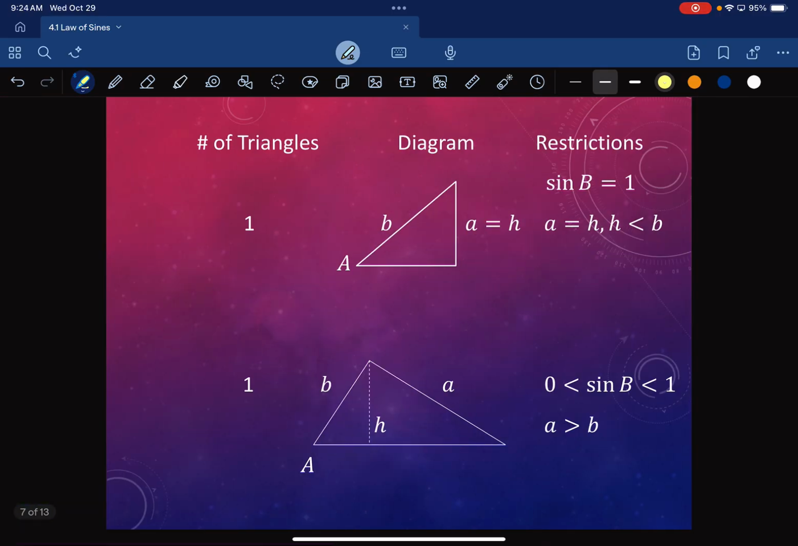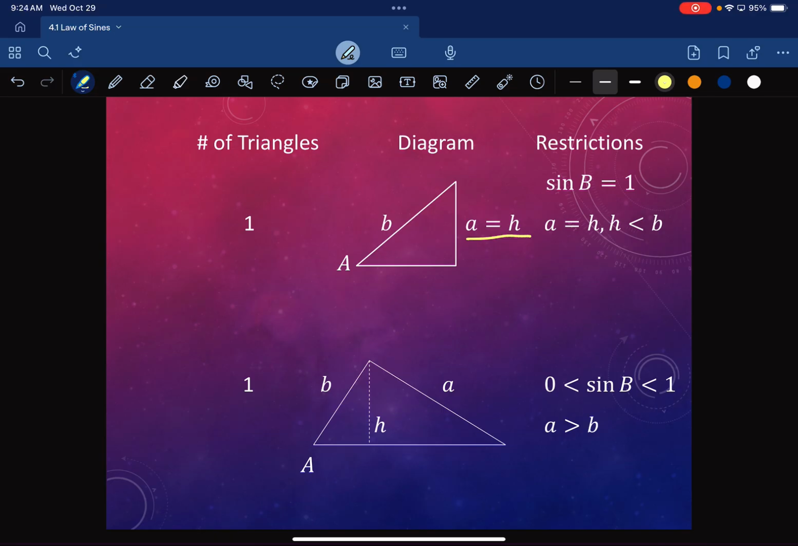Second option is I could get one triangle. That one triangle could actually be a right triangle, that's possible, or it could be a non-right triangle, like the ones we've been working with so far today. So if it's a right triangle, that happens when the height and side A are equal to one another. Okay, that's the picture you're seeing here, right?